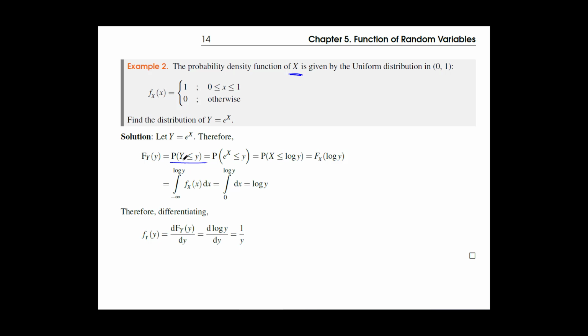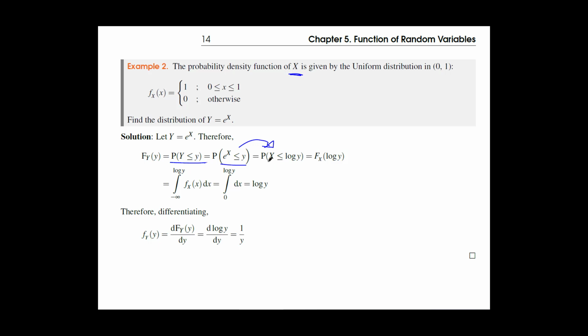So probability y less than little y. Definition of y right here. Then here we're taking the inverse, right, to go from here to here. That's important for you to note. Because we're taking the log in both sides, right? So that's like taking the inverse to get the function x as y as function of x, like here.